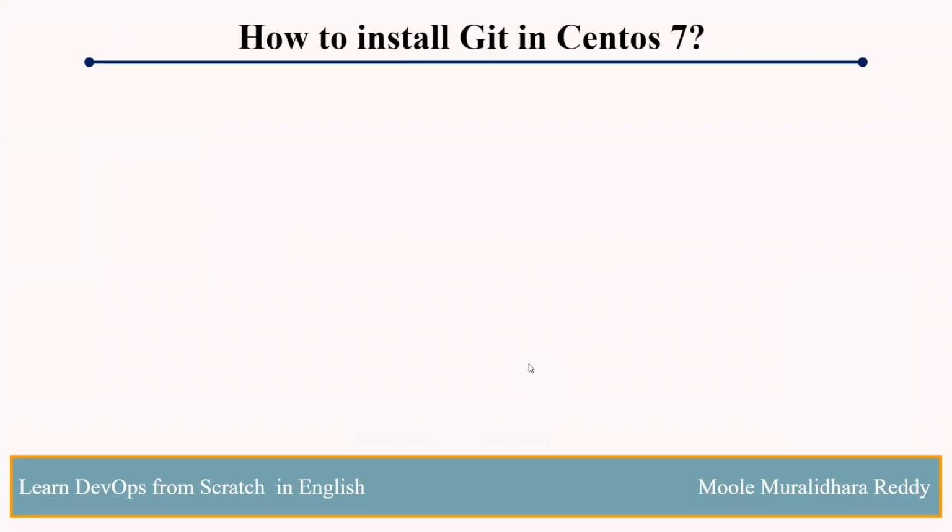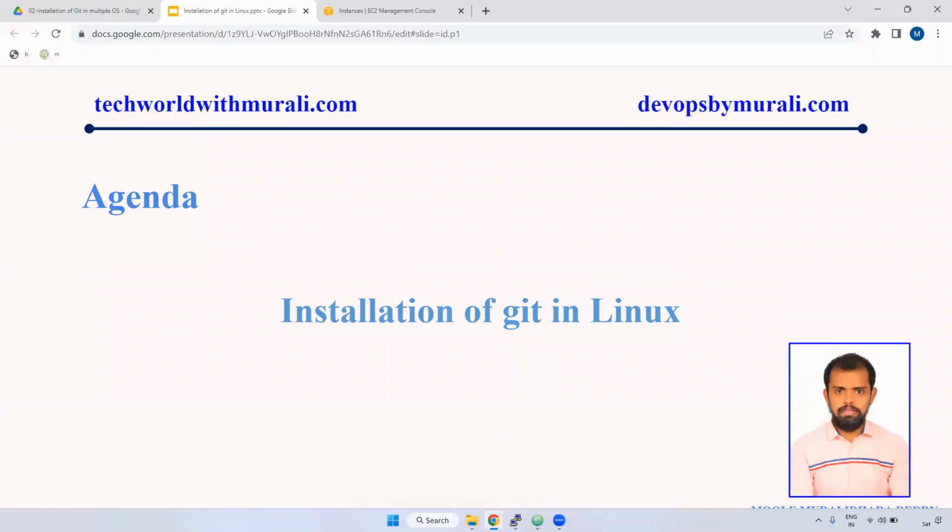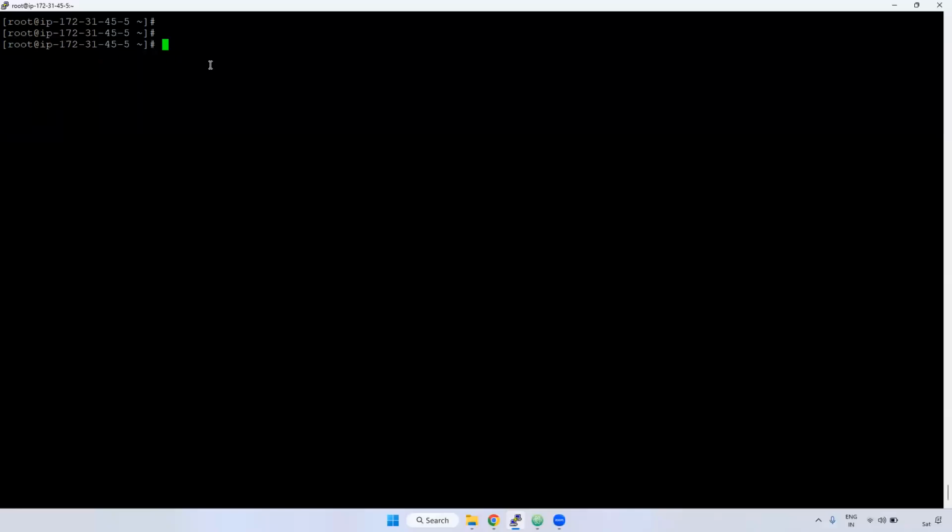I already created and connected to the Linux server. Now I'm going to install Git. If you remember, if you want to install any package in Amazon Linux, CentOS, or Red Hat, we'll be using the yum command, right? So same thing here also, yum install. What is the package name? Package name is Git, right? Git. Okay. Then I'm pressing enter.